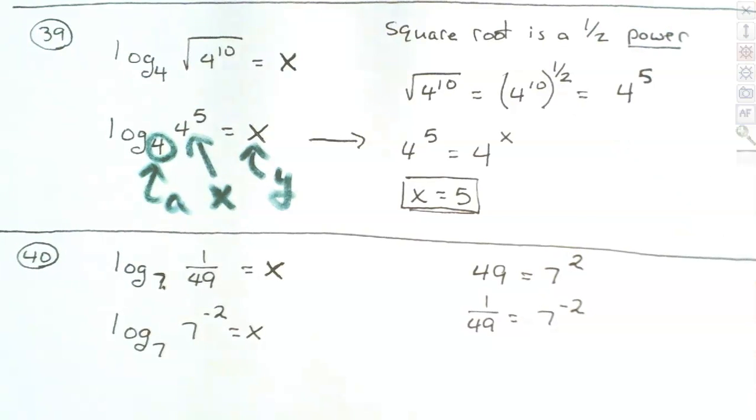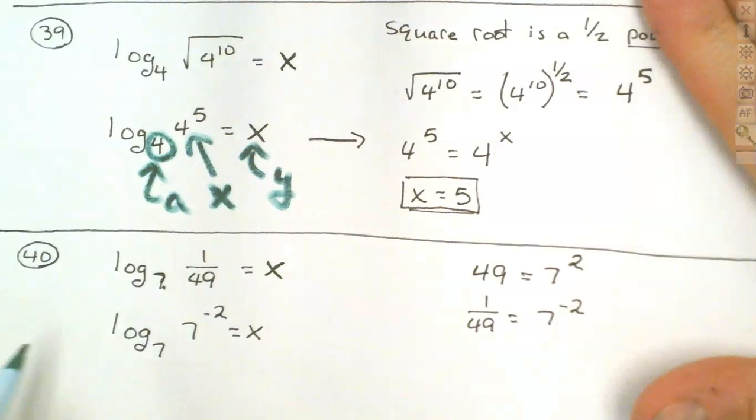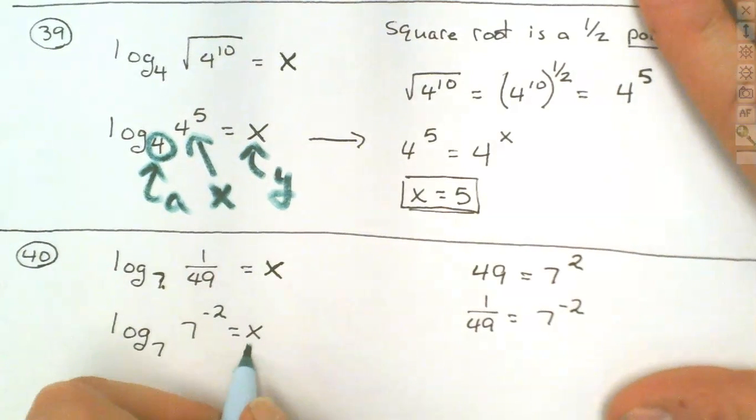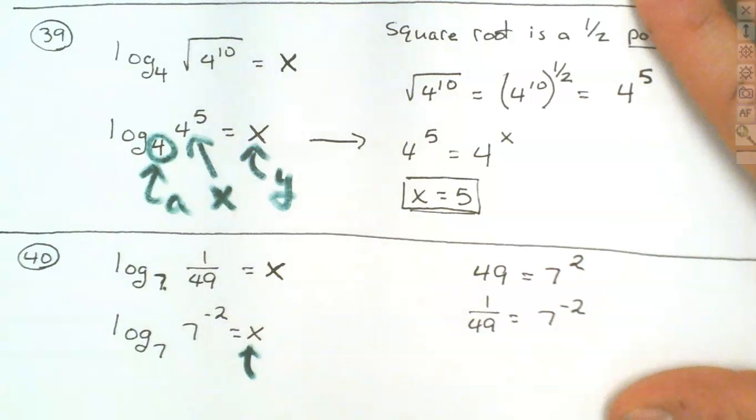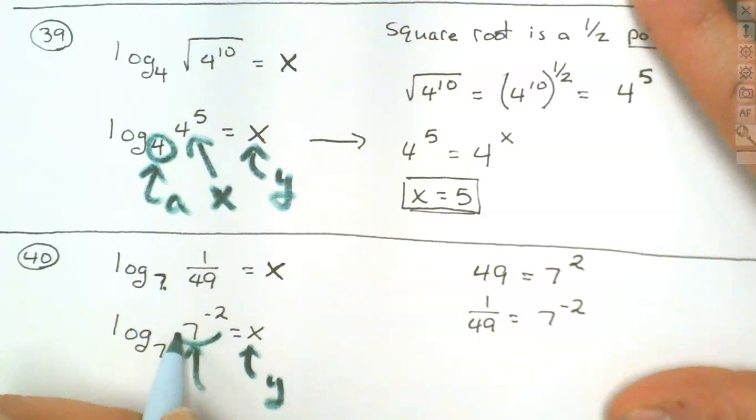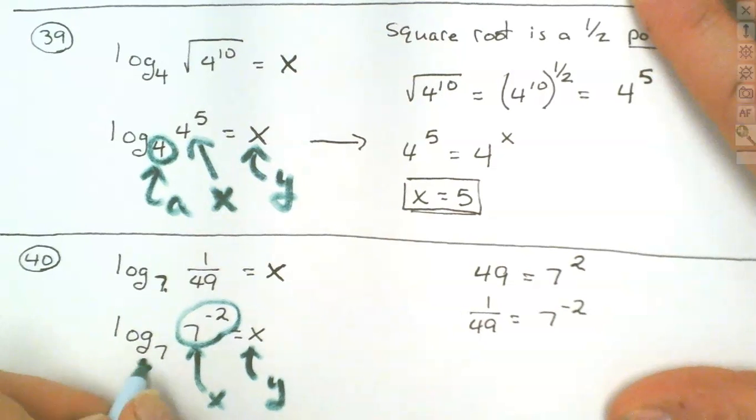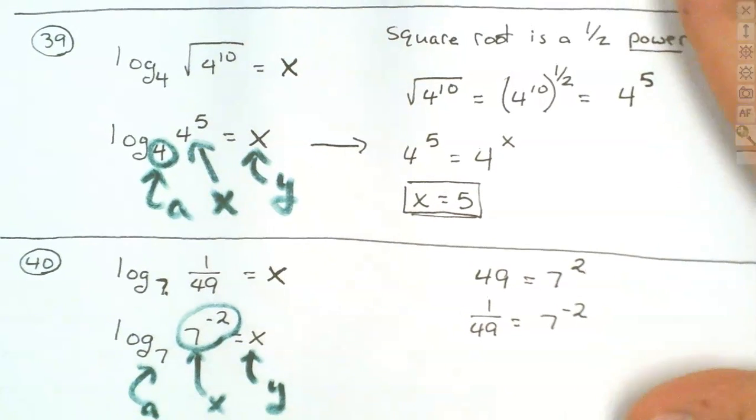Transform it, and we're done. So this on the end is your y. The number inside the logarithm, the whole piece, this whole part right here, that is your x, and the number down below, that's your a.